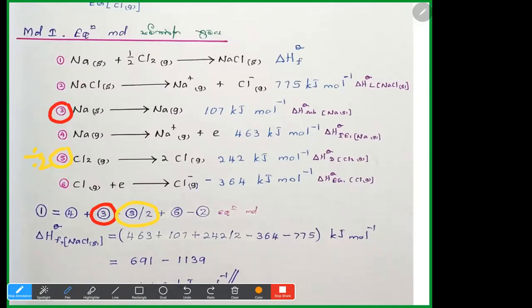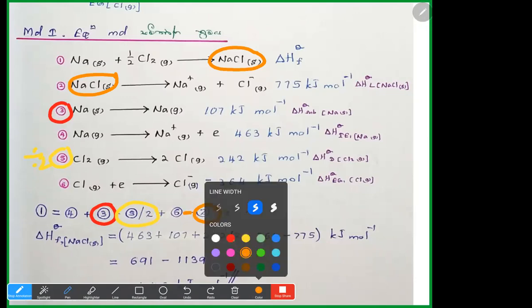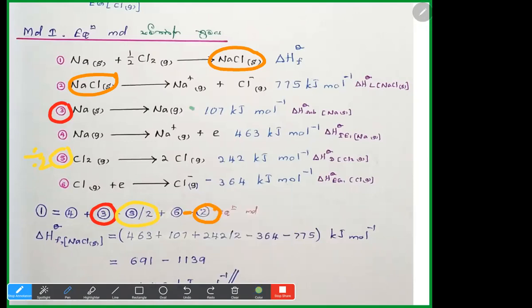Then what else do I need? I need 2 in the other direction because sodium chloride is a product here, so I have to write negative 2. When I'm writing number 3 sodium, it's coming as sodium gas that has to cancel off with the fourth one. So I'm adding the fourth one.